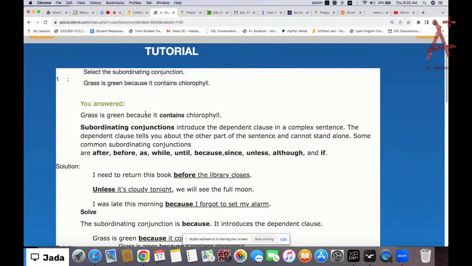Okay, so we have some examples of the subordinating conjunctions here. Some of them are after, before, as, while, until, because, since, unless, although, and if. I'm just going to highlight them. These are examples of the subordinating conjunctions that we have. So we'll just go down to the notes.